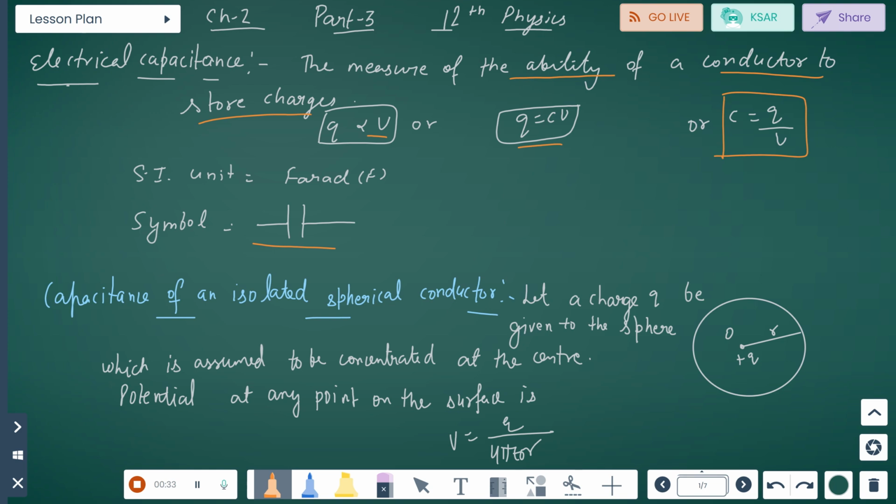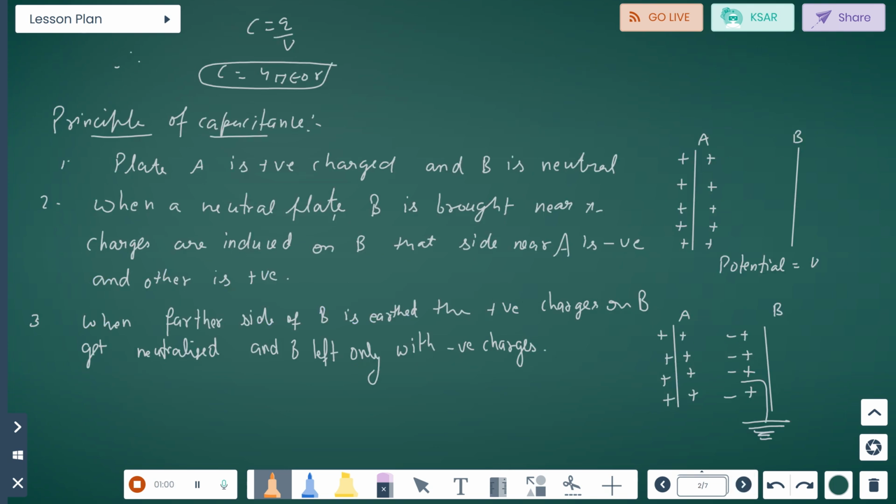Now, capacitance of an isolated spherical conductor. In a spherical conductor we have charge Q and R is the radius. Let charge Q be given to the sphere, which is assumed to be concentrated at the center. Potential at any point on the surface is V equals Q by 4 pi epsilon naught R, where C equals Q by V. So we get C equals 4 pi epsilon naught R.